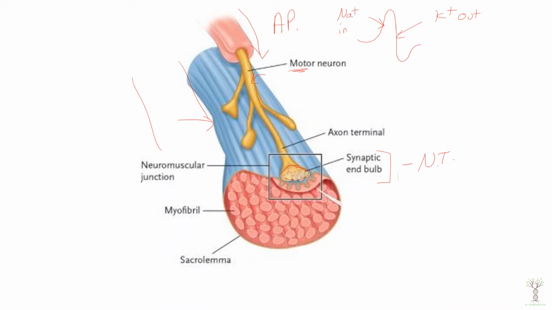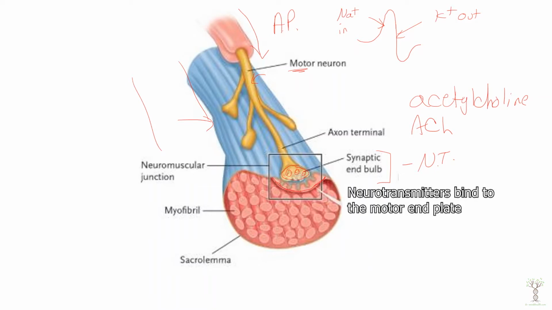Now, what is the neurotransmitter that is always released from motor neurons? The neurotransmitter that is stored in these vesicles in the synaptic end bulb that causes muscle contraction is always acetylcholine. Sometimes we use ACh as a short form for acetylcholine. Where the synaptic end bulb connects with the muscle cell membrane, this component of the muscle cell membrane is called the motor end plate.